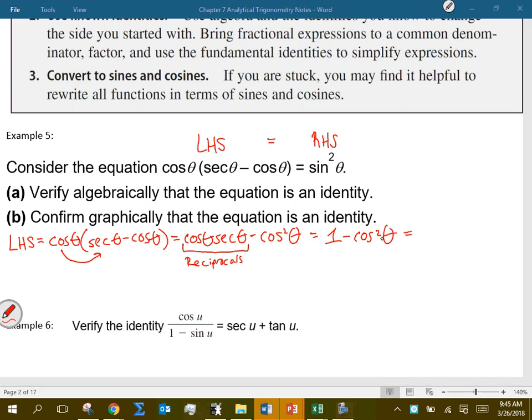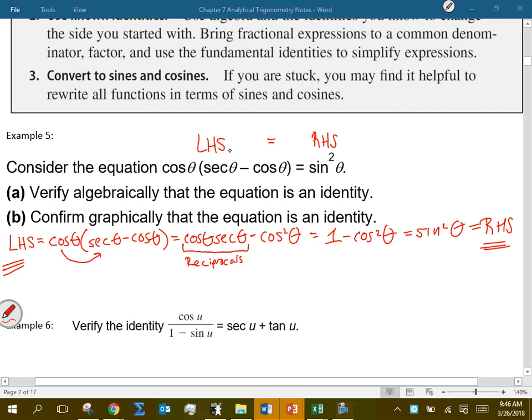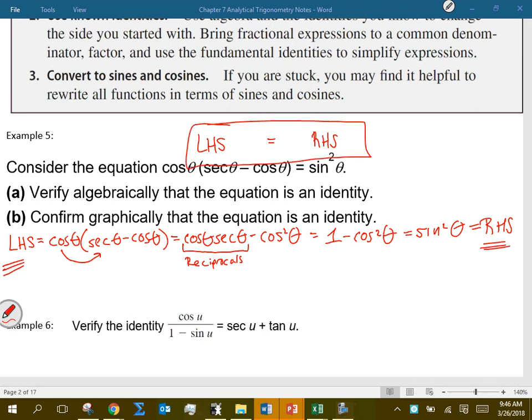What's 1 minus cosine squared theta the same as? Sine squared theta, which is equal to your right-hand side. So, the way we wrote this, through our transitive property, the left-hand side is what we started with. It was equal to this, which is equal to that, which is equal to that, which is equal to your right-hand side. Have we shown that your left-hand side is your right-hand side? Yeah, okay. So we've proven this.